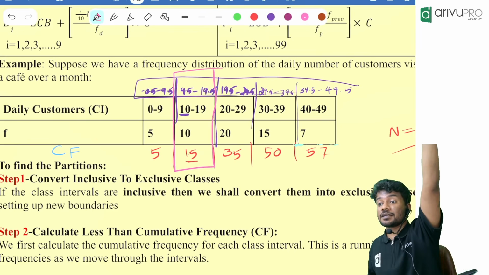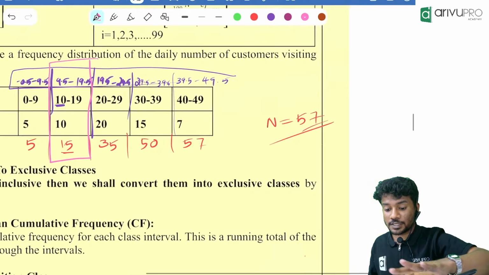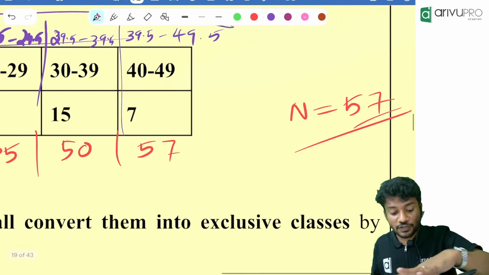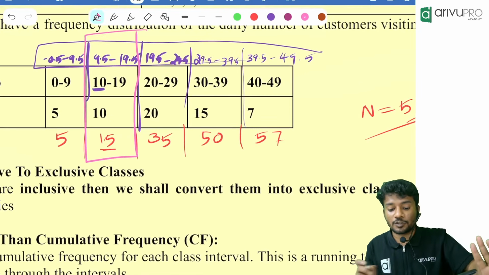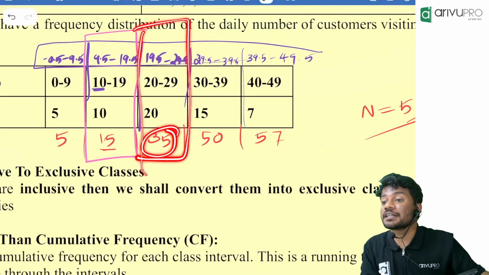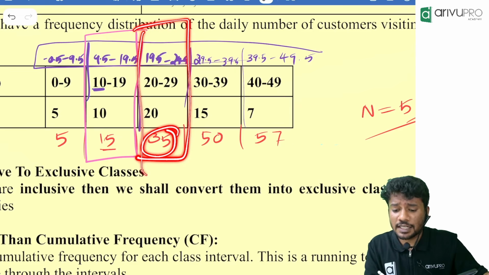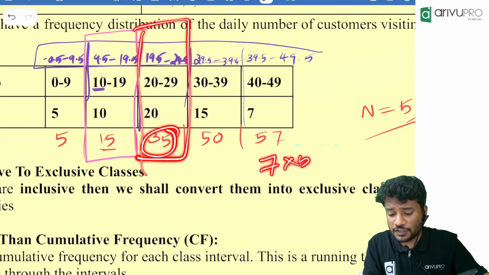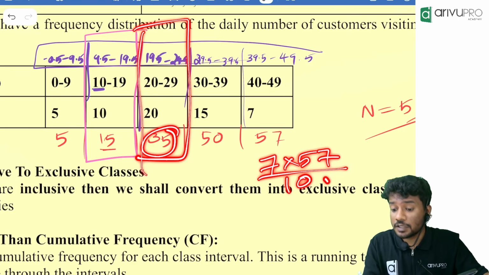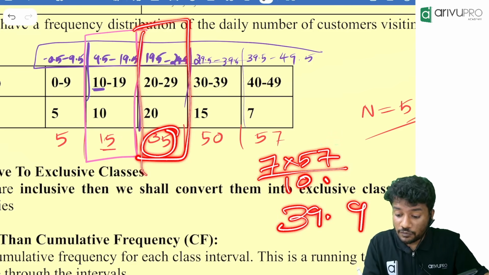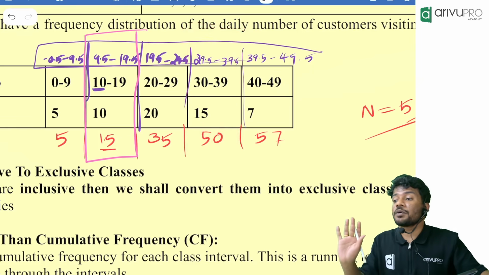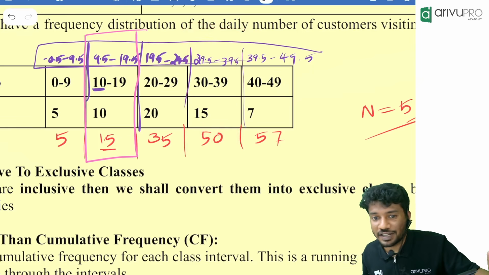How will you find the median class then? You will find n by 2. 57 by 2 is 28.5. Which cumulative frequency is greater than 28.5? That is 35. So this will be your median class. What if they ask for decile 7? You will find 7 into 57 divided by 10. How much is it? 39.9, which is just less than 50, the cumulative frequency. So this is your corresponding decile class. That's how you will find the answer.